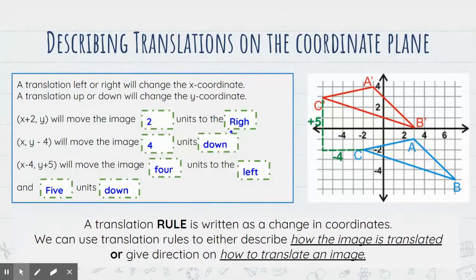Well, what are some of the rules? If you look at our coordinates, x plus 2 and y, we move the image 2 units to the right, and it stays on the same y coordinate. Or if we see something like x and then y minus 4, we're only moving it up and down, and this one moves 4 units down. And then this last rule, x minus 4, y plus 5, matches our diagram. As you see, it's moved 4 units to the left, which is x minus 4, and 5 units up, which is plus 5.